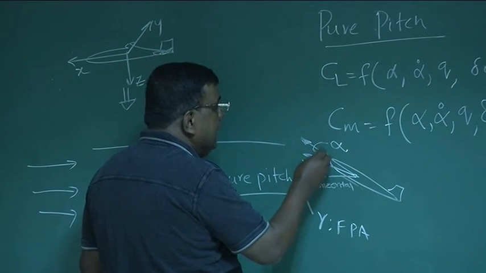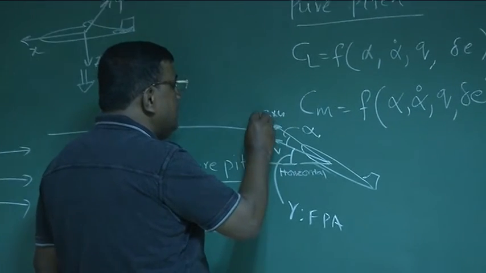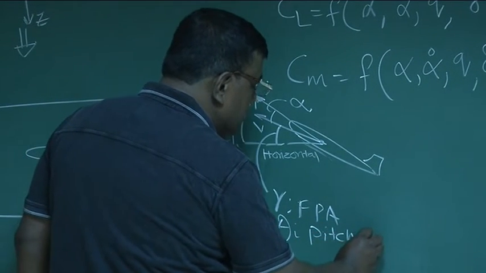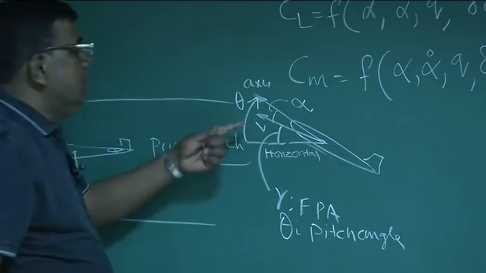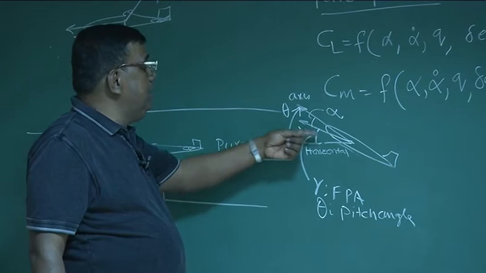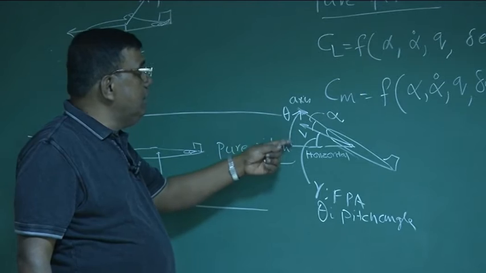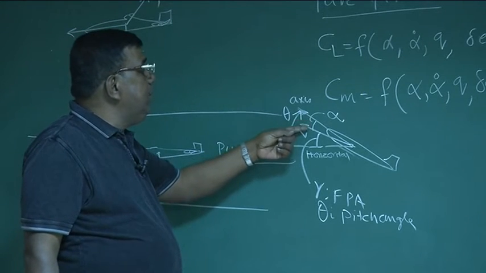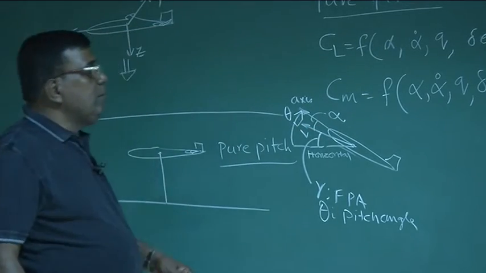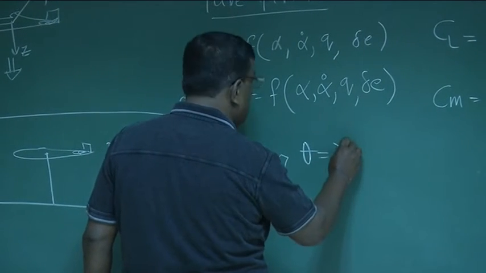So what is this angle? The angle between axis and horizontal. This is nothing but theta, where theta is the pitch angle. Clear? Gamma was the angle between velocity vector and horizontal. Theta is the angle between the axis, which let's say is the chord axis, and horizontal. And alpha is the angle between velocity vector and axis. So this is the definition, and from here, theta equals gamma plus alpha.